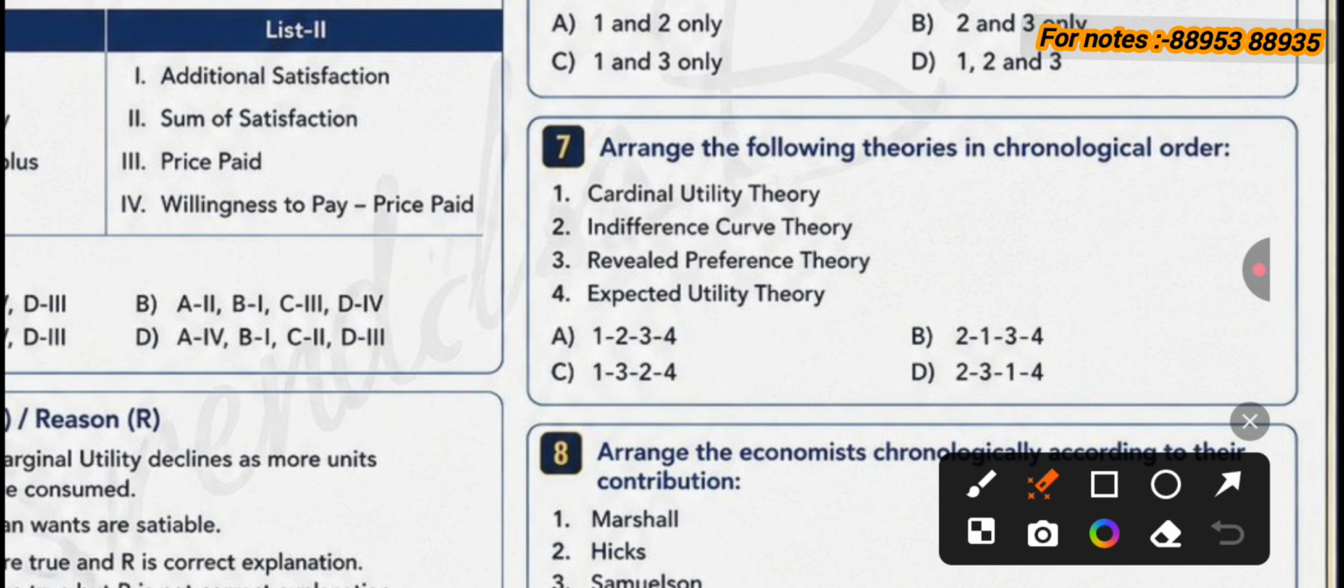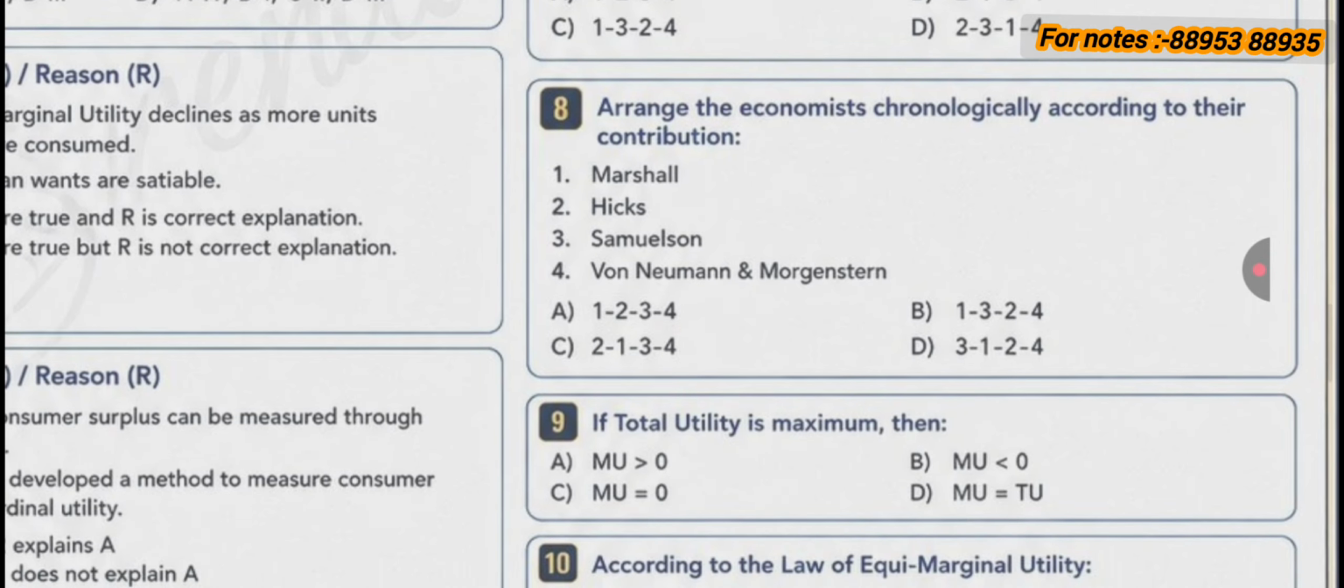And the correct answer is option A, which is cardinal utility was first, after that indifference curve, which is otherwise known as ordinal utility, after that revealed preference theory came, and lastly expected utility theory, which is otherwise known as NM utility theory. Okay, now move to the next question, question number 8.